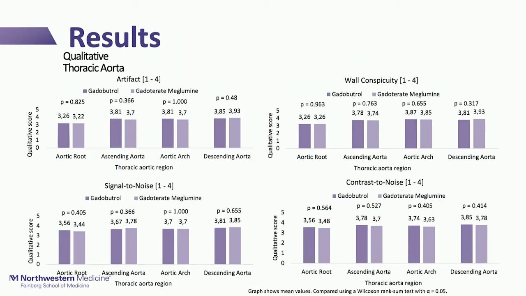And so here are the results for artifact, wall conspicuity, signal to noise, and contrast to noise. Again, the average scores were very similar, showing that these two contrast agents can be used interchangeably.